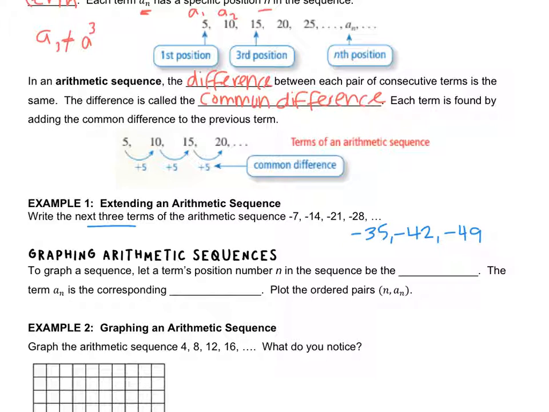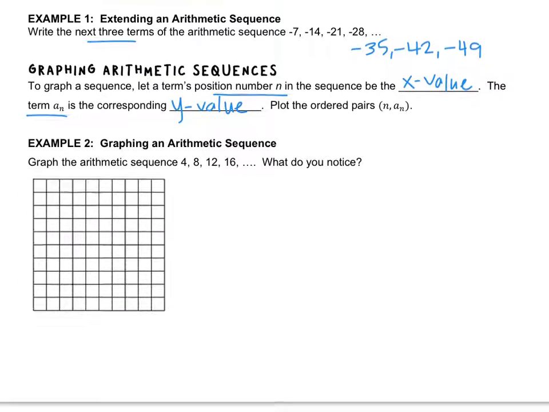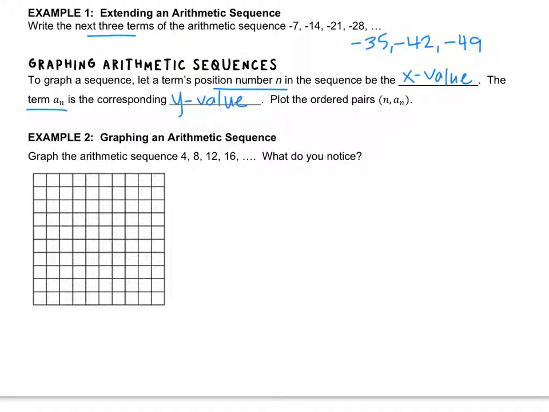If you want to take these and turn them into a graph, you would let the position number be the x value, and the term, the actual value, would be the y value. Great, so let's do that. So we've got this sequence, 4, 8, 12, 16, etc., and they want us to graph it. Since all of our numbers are in the positive quadrant, we're just going to use quadrant 1 only.